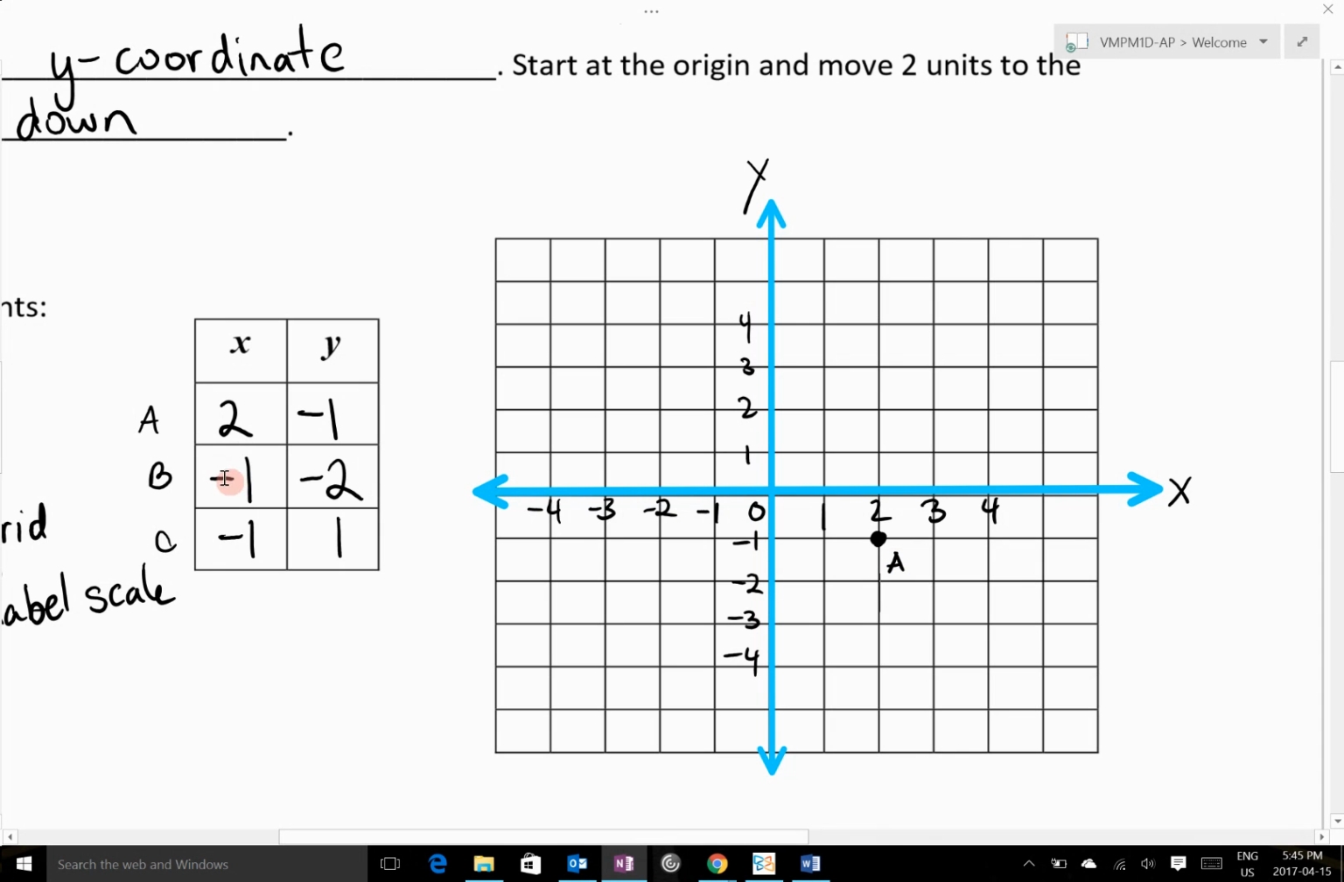Look at point B. It tells us to go 1 to the left, and for the y value, to go 2 down. So from the origin, I go 1 to the left, and I go 2 down, 1, 2. And there's my point B. For point C, the x value tells us to go 1 to the left, and the y value tells us to go 1 up. So starting from the origin, go 1 to the left, and then go 1 up. And there's my point C. And that's how you plot your coordinate values.